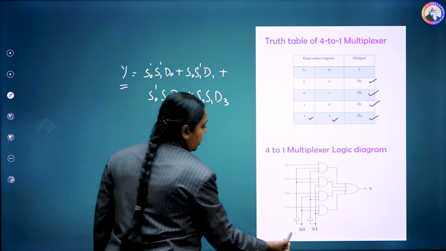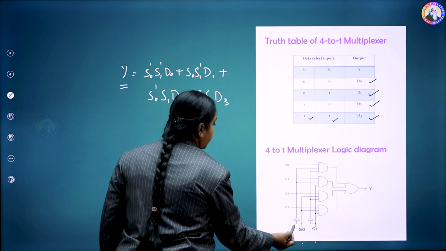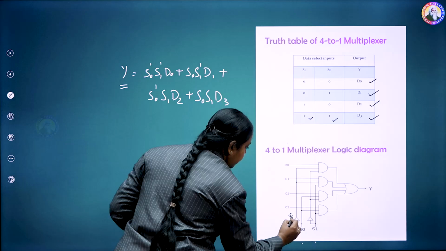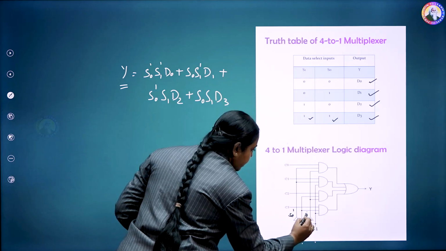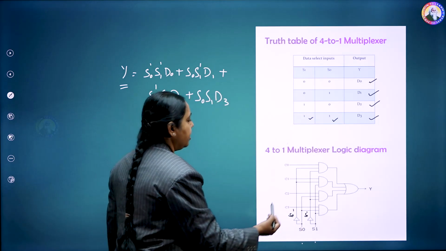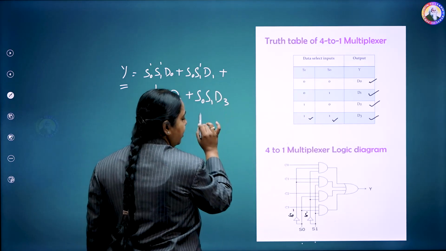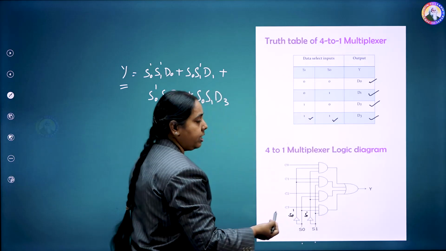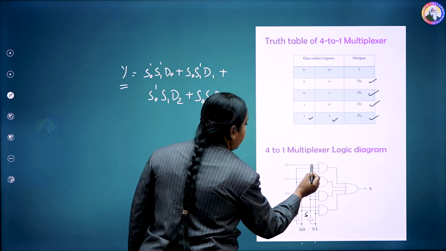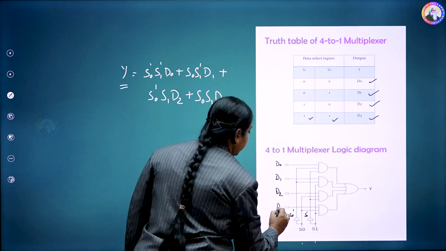If you just observe, S0, S1 are the select lines. This line represents the inverter, meaning S0 bar, and this line represents the S1 bar. So this is S0 bar and this is S1 bar, and these are with respect to the inputs D0, D1, D2, D3. This is the equation I am having, and that is what I am representing in the logic diagram.